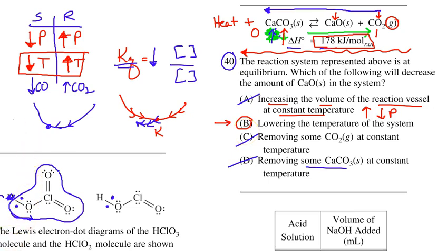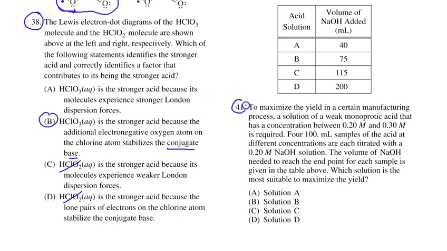Number 41. What we have here is 4 different acids, concentrations I guess, and they want to figure out, to maximize the yield of a certain manufacturing process, a solution of a weak monoprotic, that's 1 H plus, acid has a concentration between 0.2 and 0.3 required. So they want to make sure that we have a concentration between 0.2 and 0.3 molar for my acid.